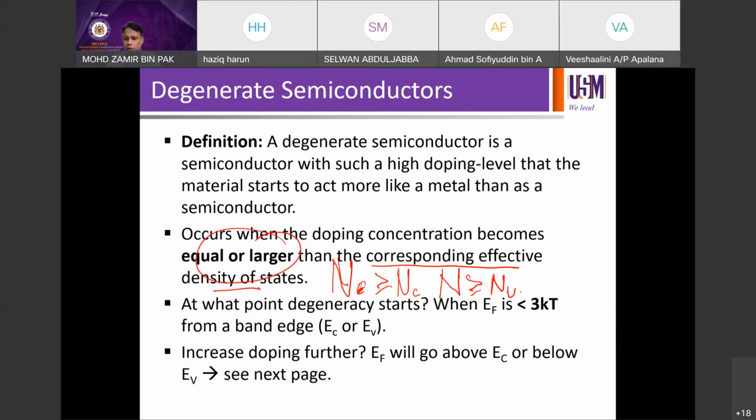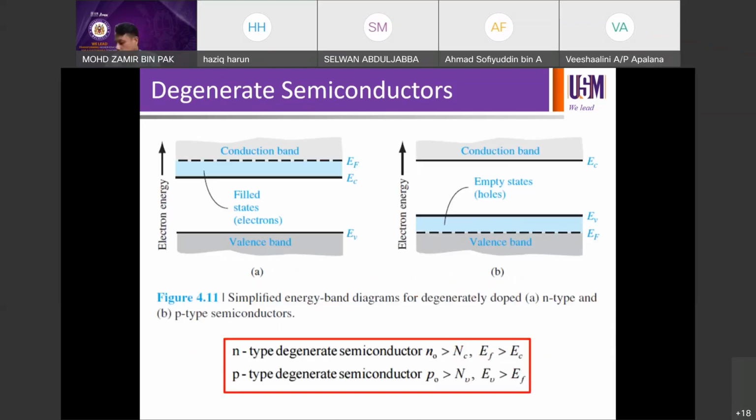We've also learned that if you keep increasing the doping level in the degenerate semiconductor, your EF will go into your conduction band, going above EC, or into the valence band, going below EV. This is shown in this figure, where you can see the position of EF relative to EC and EV for both cases.